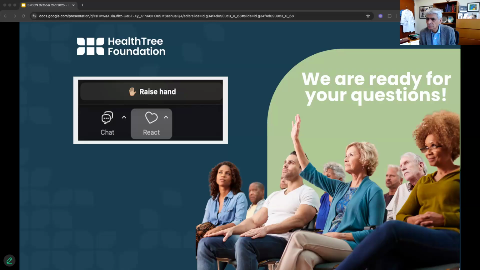Okay. And then I got another message. And this one is asking, what are the chances that BPDCN comes back after a bone marrow transplant? What is considered a quote unquote transplant fail?